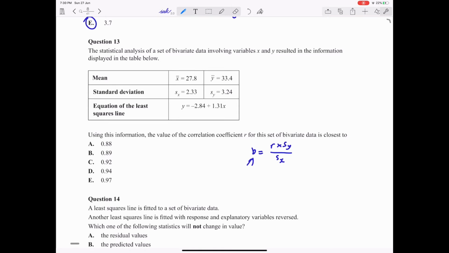So the slope or the gradient equals the correlation coefficient times the standard deviation of y over the standard deviation of x. So we know what the slope is, which was given in the equation of the least squares line. We know the slope is 1.31, and we need to find the correlation coefficient. That's multiplied by the standard deviation of y, which we know is 3.24, over the standard deviation of x, which we know is 2.33. So to find the value of r, you just solve on your calculator, and you'll get r equal to 0.94 to 2 decimal places. So therefore D is the correct answer.